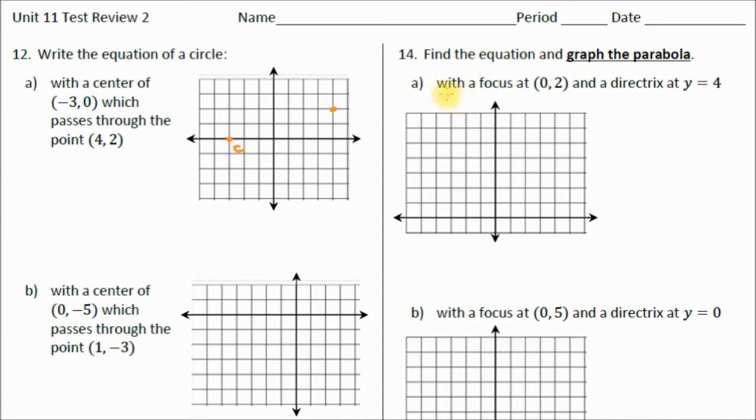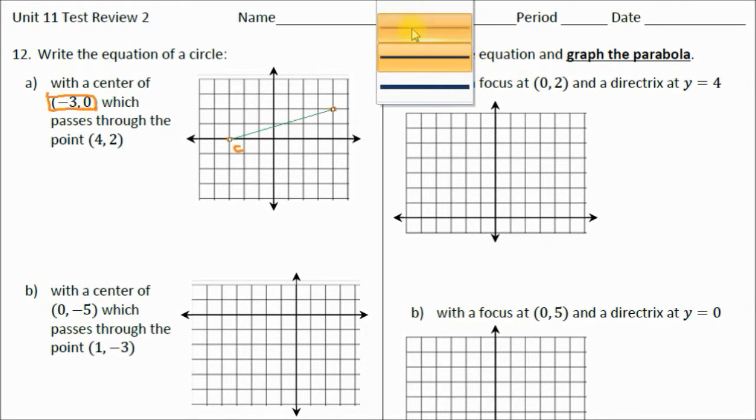Well, we need two things for the equation, class: the center and the radius. We've got the center already, and that's right here. We got (-3, 0) for the center. We're going to need to know the radius. Well, the radius is found by finding the distance between the center and a point on the circle.